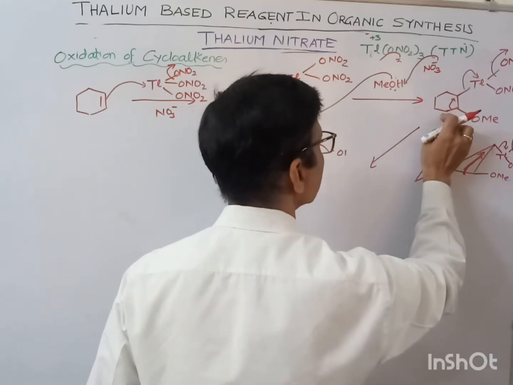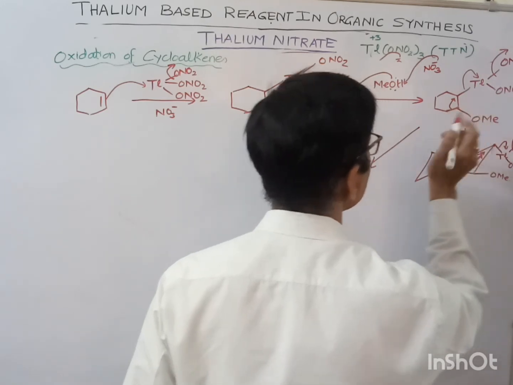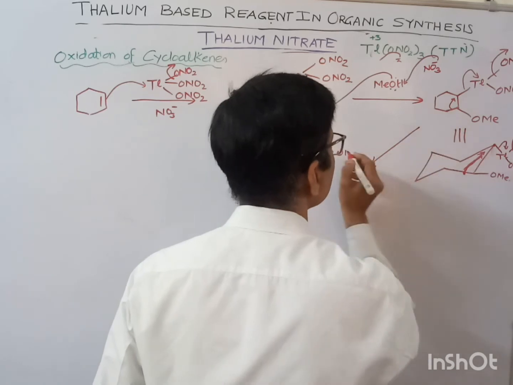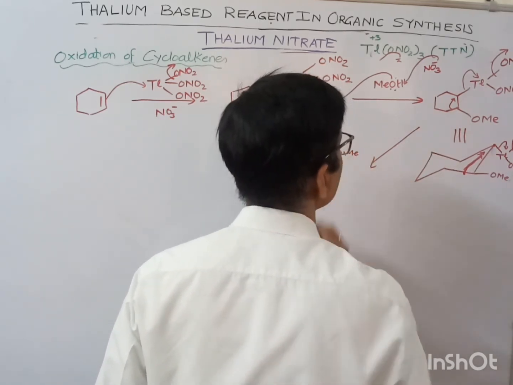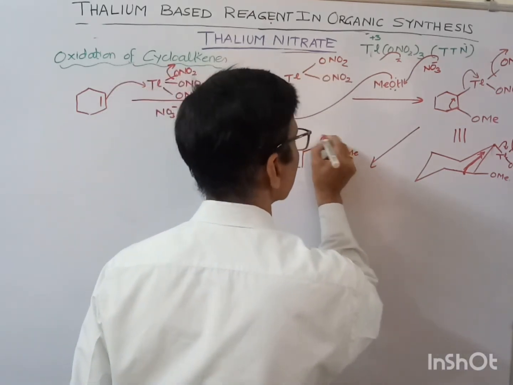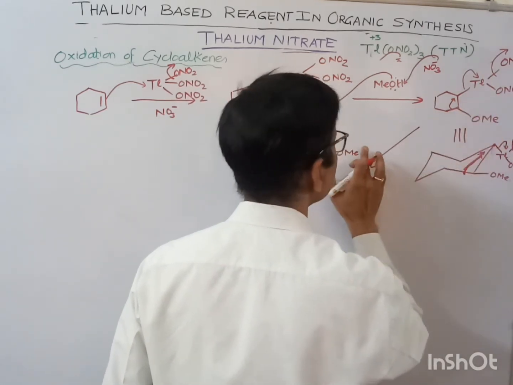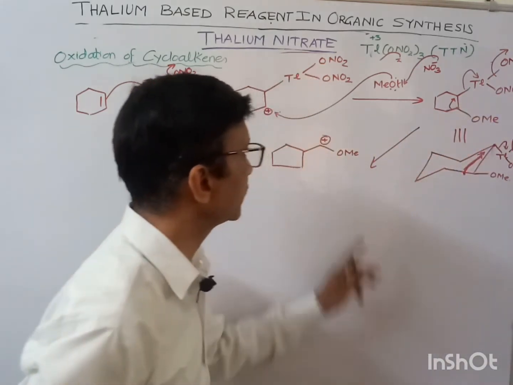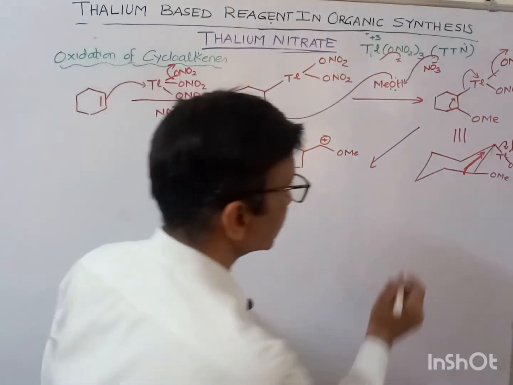Now here we have a positive charge, and what we will get? We will get OMe. And the positive charge will create at this center, this one. So this is a positive charge and this is converted into 5-membered ring. In the same way we can understand this one also.